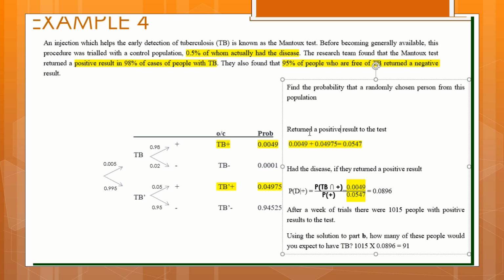So return a positive result, meaning you need to find all the outcomes that have a positive result, is the one that I've highlighted for you, these two. So you take both the values, you add it up, and that will be the answer.